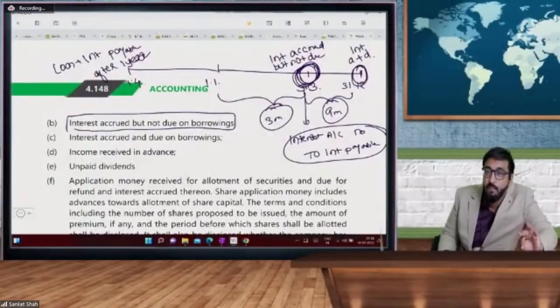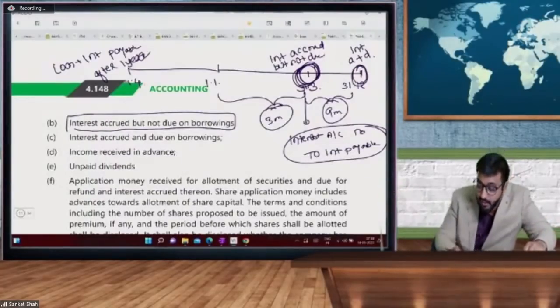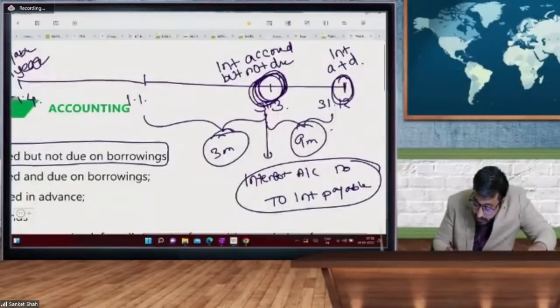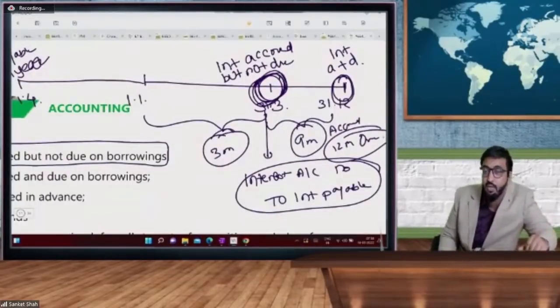सो बेटा ऑन 31st ऑफ मार्च क्या होगा? ऑन 31st ऑफ मार्च पैसा देना नहीं है रे, पैसा तो 1 साल बाद देना है. 31 मार्च को इंटरेस्ट एक्रूड होगा, बट पेमेंट के लिए नहीं आने वाला है. इट इज नॉट ड्यू. बट ऑन 31st ऑफ डिसंबर इंटरेस्ट भी पे करना है और आपका एक्रूड भी हो चुका है. 9 मंथ्स का इंटरेस्ट एक्रूड हो चुका है और 12 महीने का ड्यू हो चुका है. इसको बोलते हैं इंटरेस्ट एक्रूड बट नॉट ड्यू एंड इंटरेस्ट एक्रूड बट ड्यू. अंडरस्टूड द कॉन्सेप्ट?